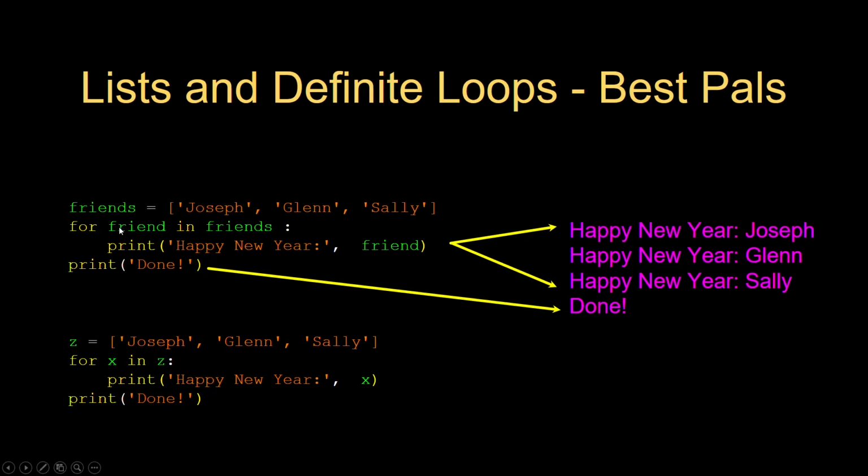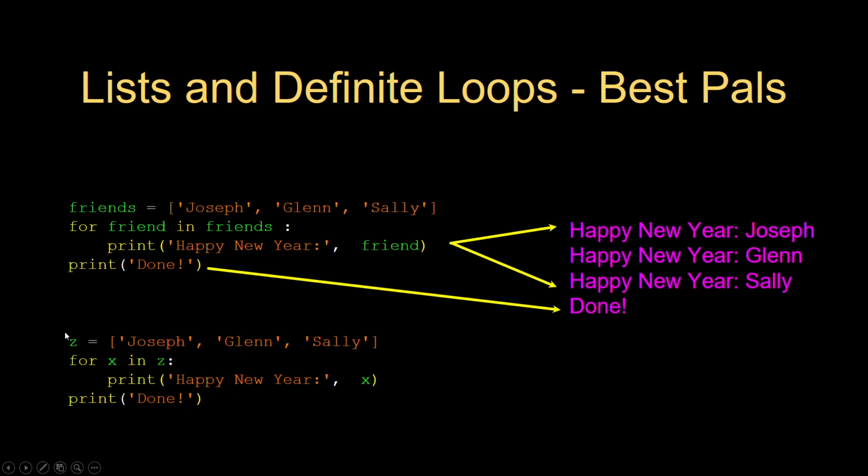In the same way, this variable will take different values from the list. This for loop will execute 3 times, and each time it takes a different value. The first time this friend variable will take Joseph, the second time Glenn, and the third time Sally. So the first time it executes the print, it will say Happy New Year Joseph, then Happy New Year Glenn, and Happy New Year Sally.